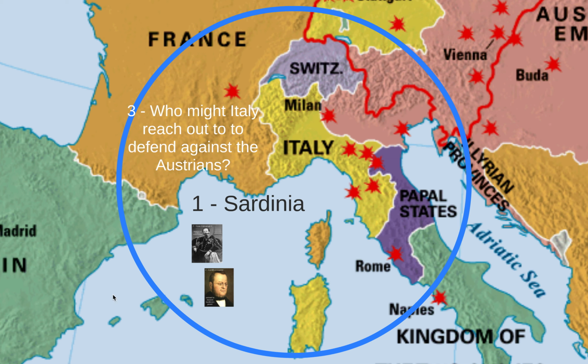If we skip number two for a second, we'll look at number three. When Sardinia started to unify and they received a threat from Austria over here, the natural country that they would reach out to, hopefully it makes sense, is this one over here on this side, France. So for number three, your answer here is France. Sardinia and France for those two questions.